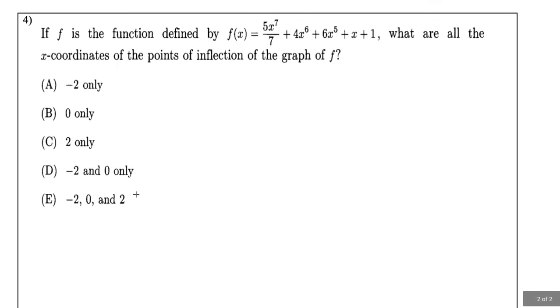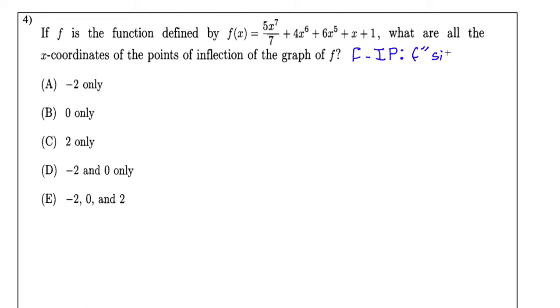All right, so if f is the function defined by that crazy polynomial, I need to find the inflection points, not the possible inflection points, the actual inflection points. So what is the definition of an inflection point? It is f double prime sign change. If you do not have these memorized yet, go to your speed sheet and work on that.